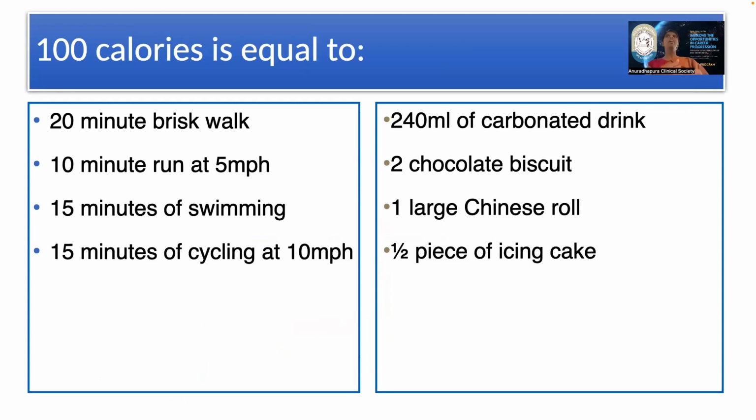So when we do cardio exercises, normally we advise to do 20 to 40 minutes brisk walk, which will burn only 100 calories. And if we run, we have to run 10 minutes with this speed to burn 100 calories. If you are doing treadmill, you may know that after doing 20 minutes of treadmill only, we are burning 130, 140 calories. And then swimming 15 minutes, cycling 15 minutes.